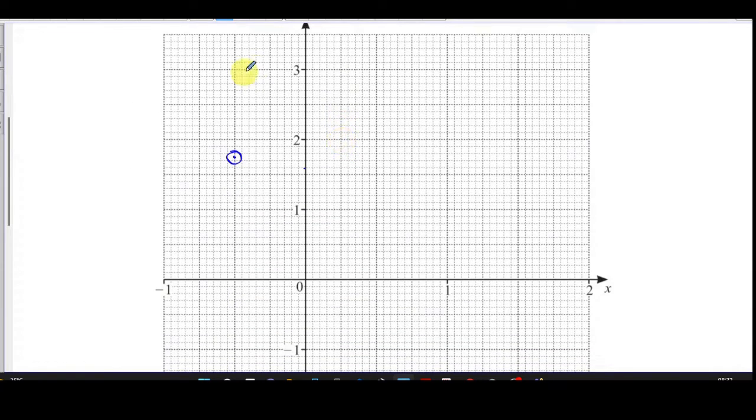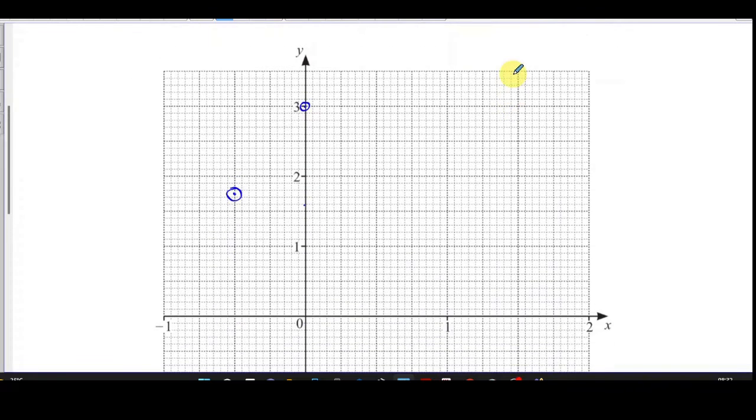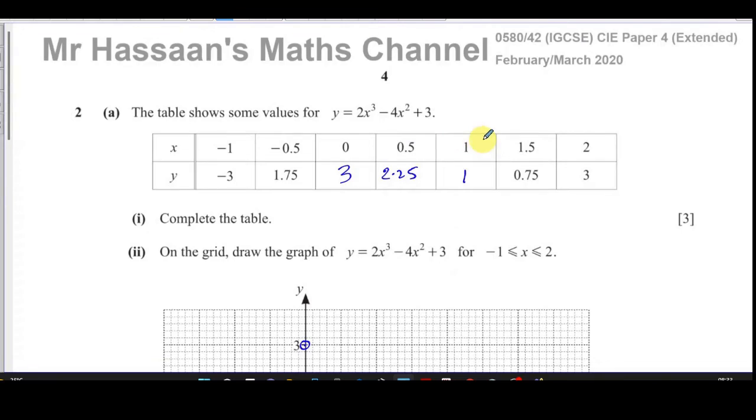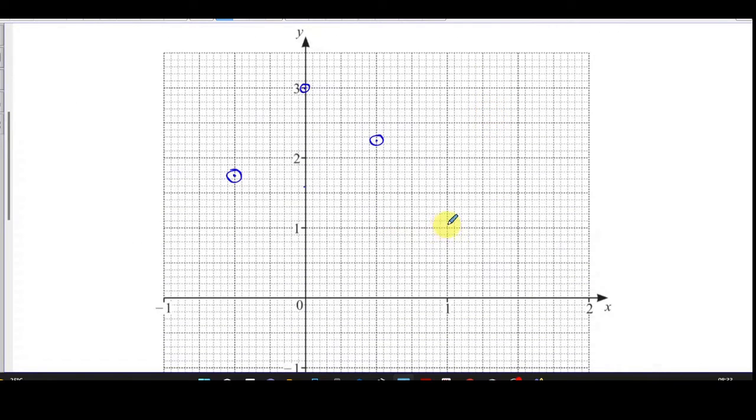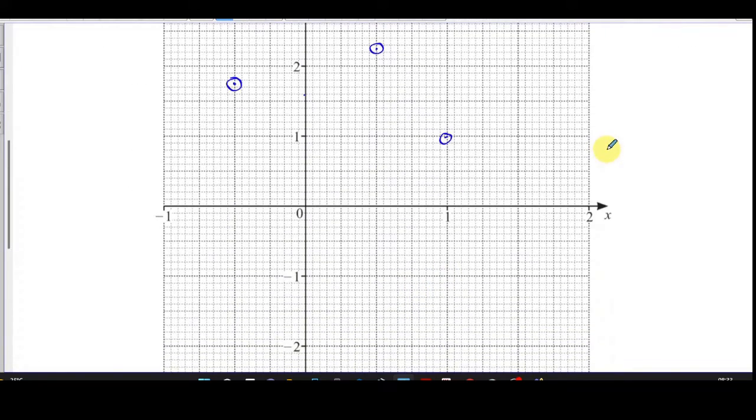0, 3, well, that's the y-intercept here, which is that point right there. And then you have 0.5 and 2.25. So 0.5 is over here, and 2.25 is right over there. And then we have 1 and 1. That's pretty simple, 1 and 1. And then we have 1.5 and 0.75.